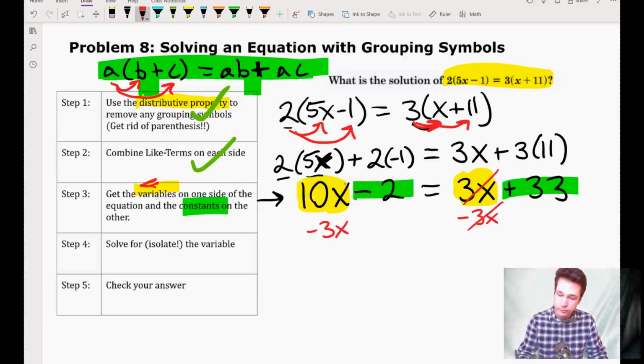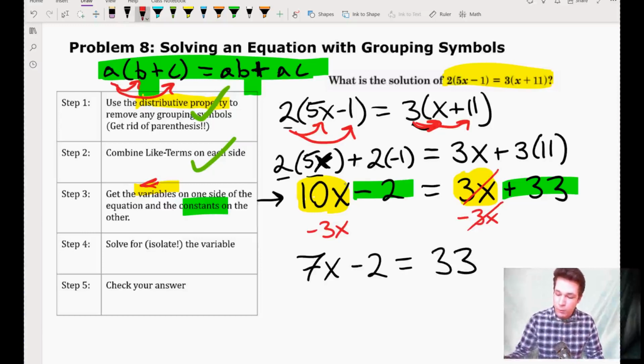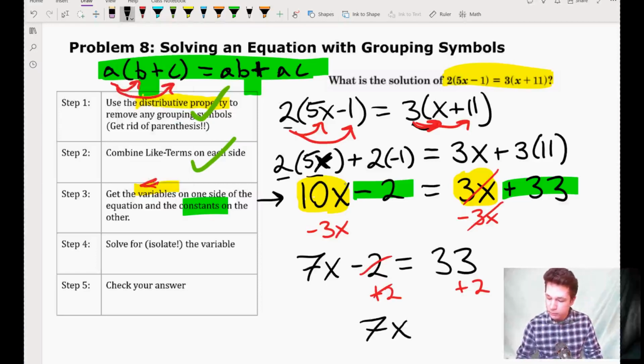to get rid of that. 10x minus 3x is 7x. We still have a minus 2 and a 33 on the right. We're going to move that negative 2 over to the right side by adding a 2 to both sides. So we get 7x is equal to 35.